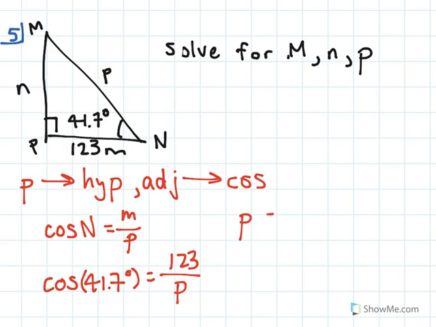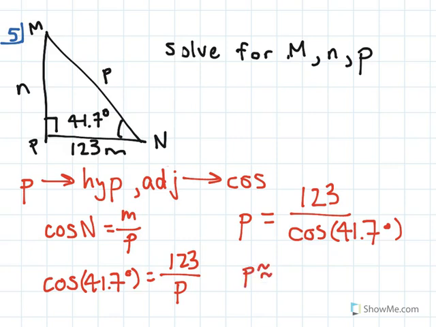So, to solve for P, it would be P equals 123 over cosine of 41.7 degrees. And if you plug that into your calculator, you get P is approximately equal to 164.7 meters.